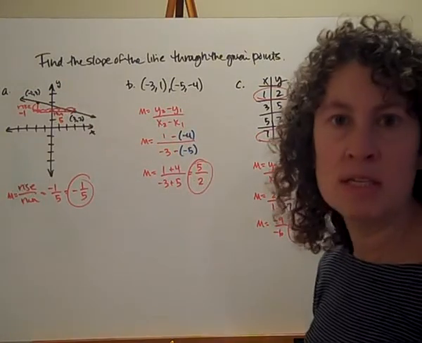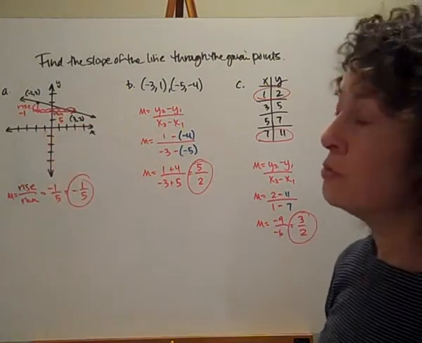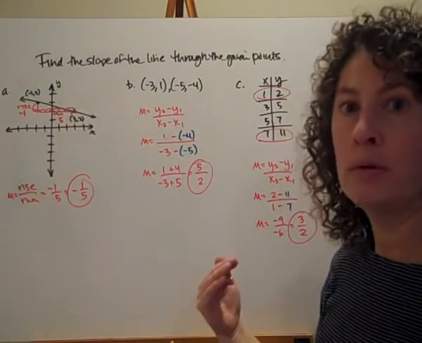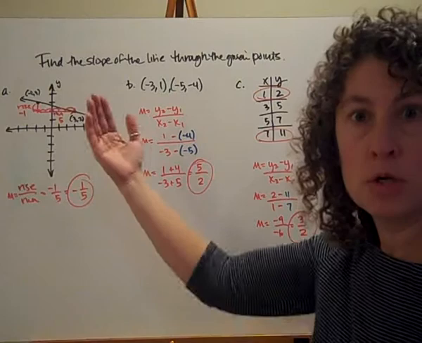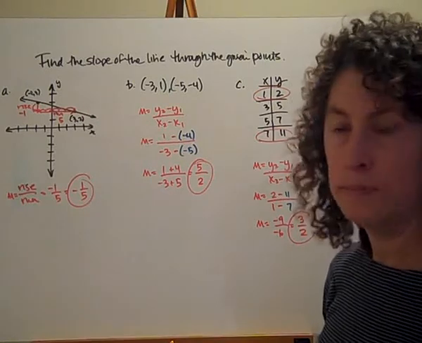Now, if I look at that line, it makes sense that that's a negative line. Because again, if I think about my ski slope, if I was going from the left to the right, I would be coming down the mountain. So that would be a negative. So I should have a negative slope, which I do.